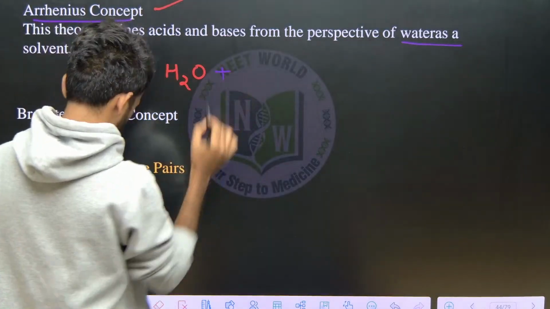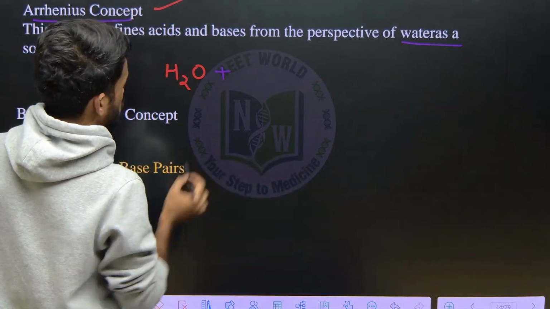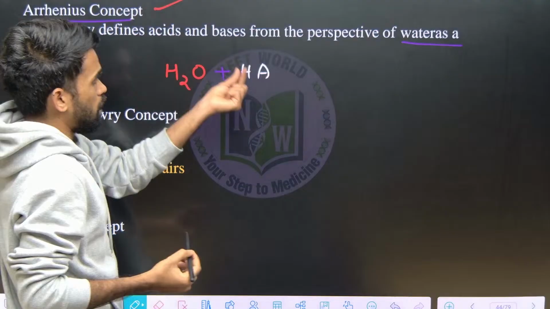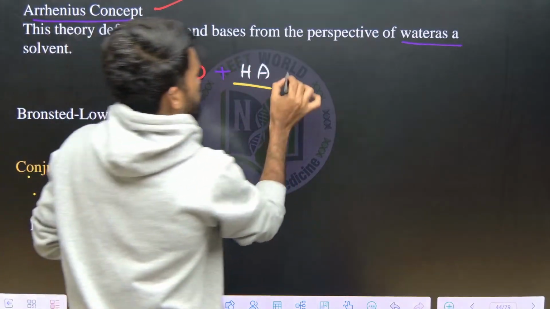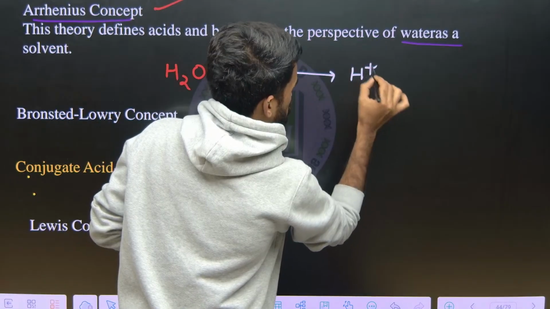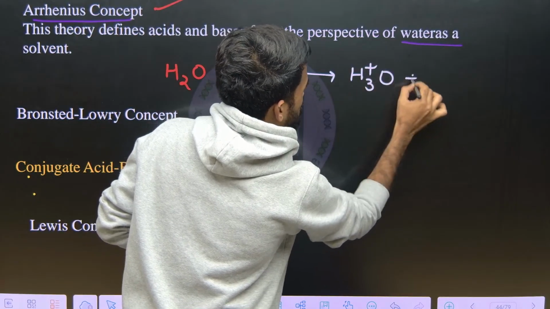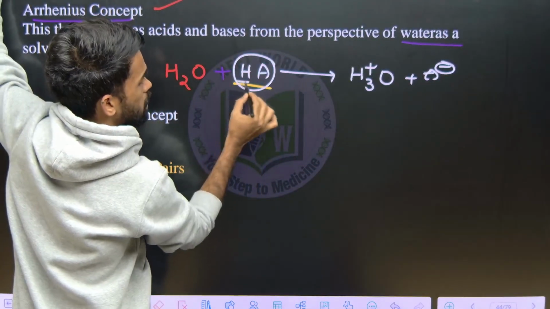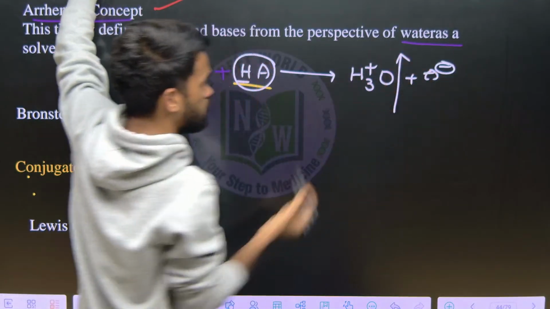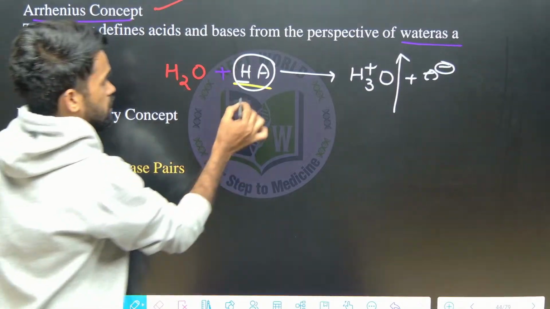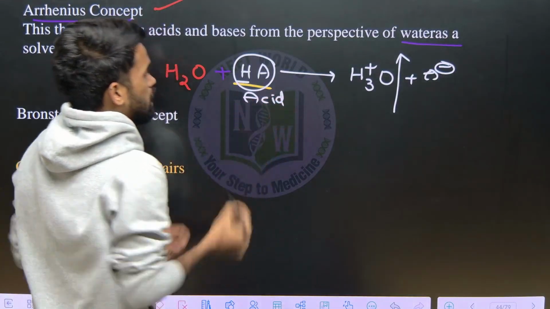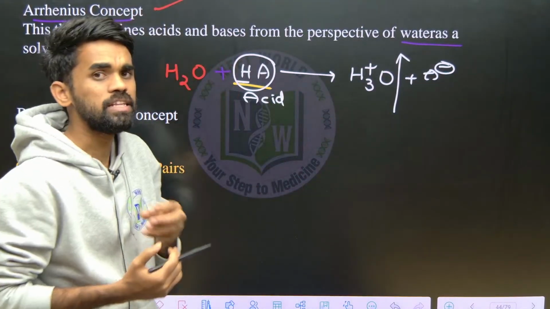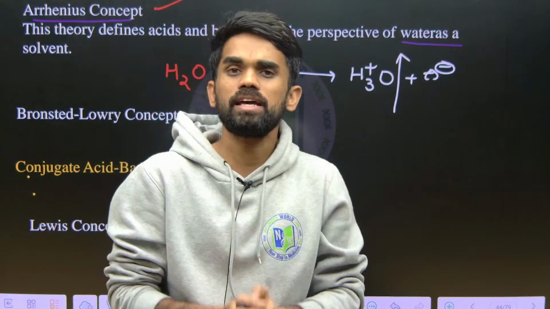like I am saying HA is a substance, when this HA is added to water, if it increases the concentration of H plus ion in the water, simply I can write H3O plus and A minus. Since this substance is releasing H plus ion, we can say the substance is an acid. Similarly, if there is any substance that can increase the concentration of OH minus ions in water, then we call it a base. This is the simple Arrhenius acid base theory.